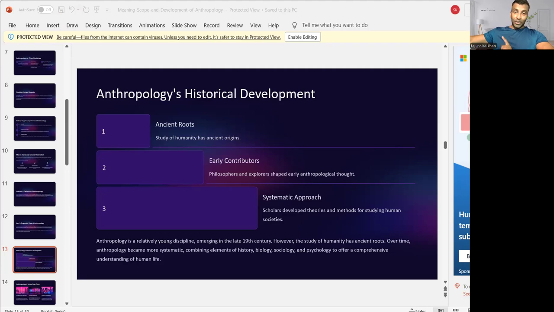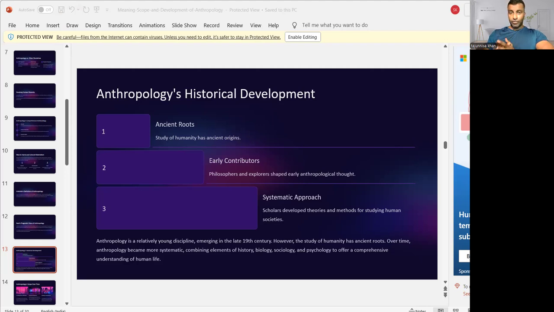But the study of humanity, what we now call anthropology, has ancient roots, right? So you trace things back to the ancient roots, and philosophers like Aristotle, Kant, as well as various other colonial administrators. Many colonial administrators and British scholars were the initial ones. They have done a lot of research. I will be talking about that also. They all contributed to the early development of anthropological thought.